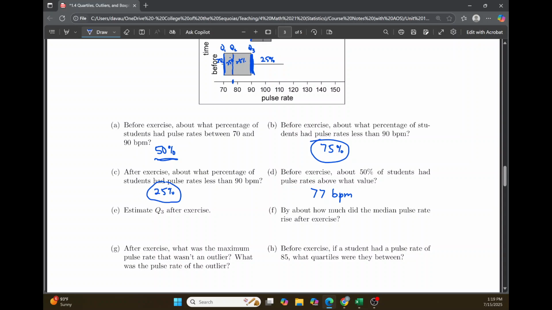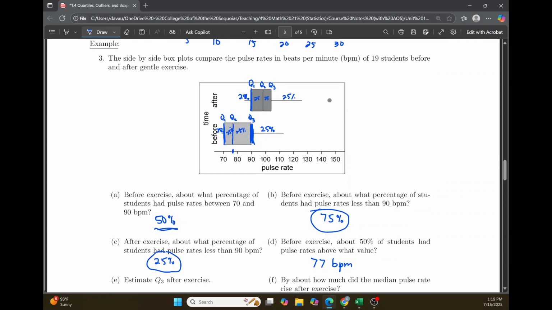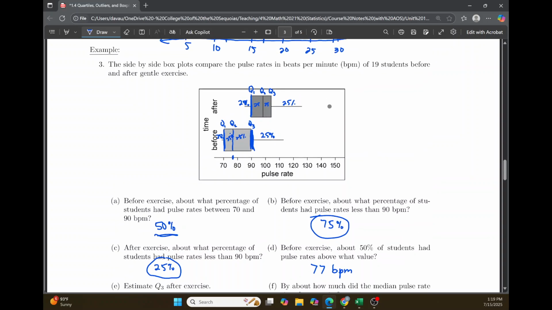Okay, part E, estimate Q3 after exercise. So back up to that top box plot after exercise. This is Q3 right here. Yeah, I would say 105 beats per minute.